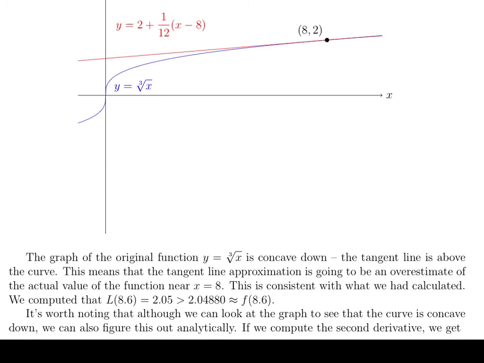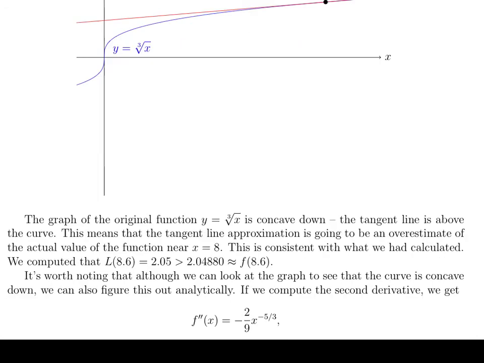Now the very last thing I want to mention is that it was fairly easy to look at the curve and tell that it was concave down, but this is actually something that we can do analytically. We can compute a second derivative, and that information can tell us that the curve is concave down. So if you compute a second derivative, you'll get this, -2/9 x to the minus 5/3. Go back and look at what the first derivative looked like and convince yourself that the power rule will tell you that this is what the second derivative is.